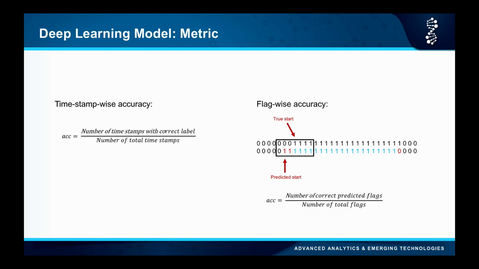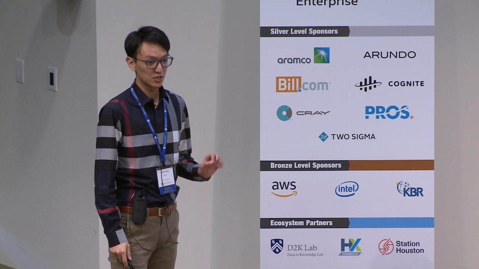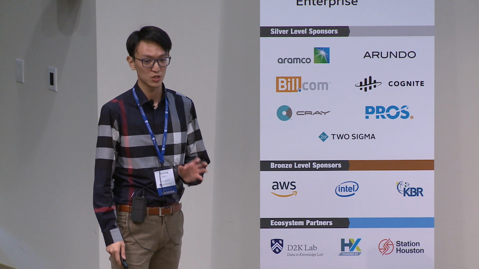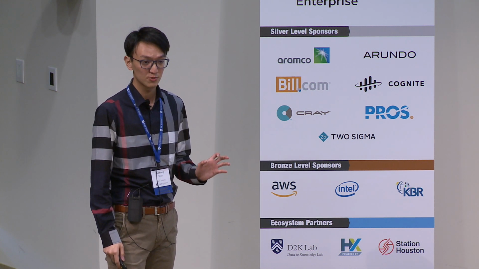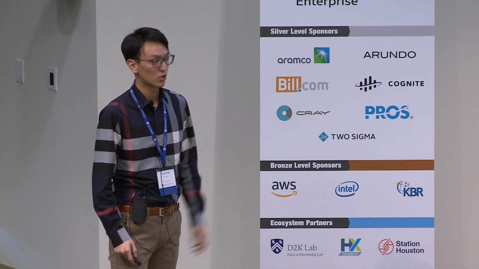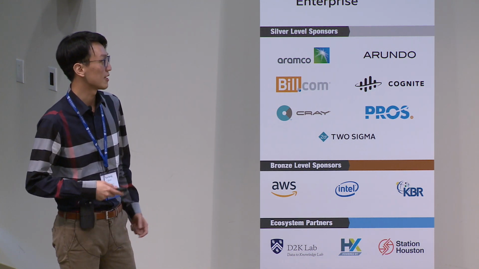So the accuracy will be calculated by the number of correct predicted flags versus the number of the total flags. So this metric is actually directly describing the performance on labeling the start and end. And it also provides an adjustable parameter, which is the length of the tolerance window, to evaluate the performance of the model at different tolerance levels.